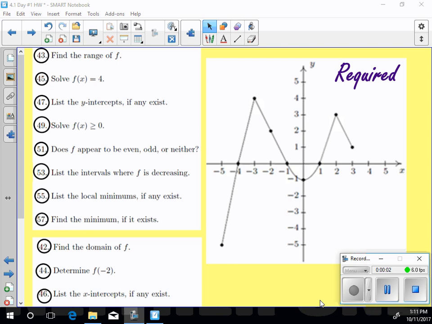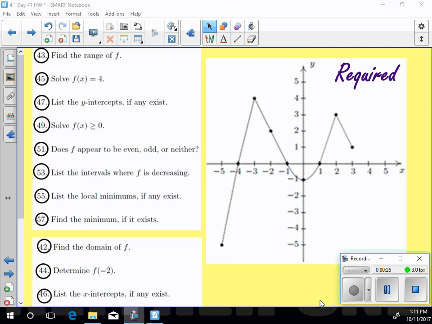Okay, 4.1, day number 1, homework problem. Let's start with the range of this function. What is the lowest or the absolute minimum of this function? -5, absolute maximum, 4. Are there any gaps in between? No, so we can go straight from -5 to 4.